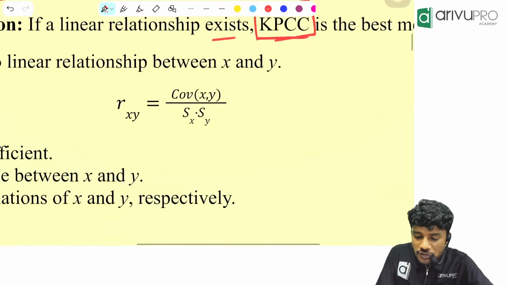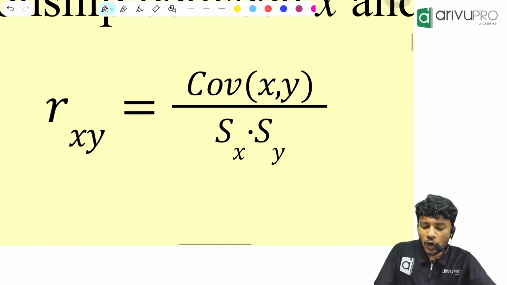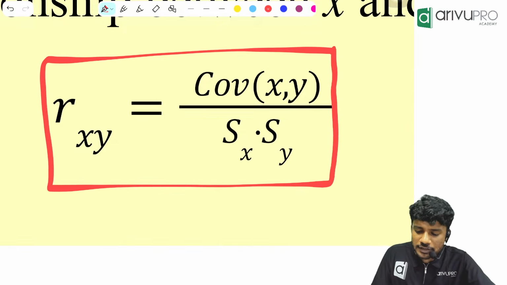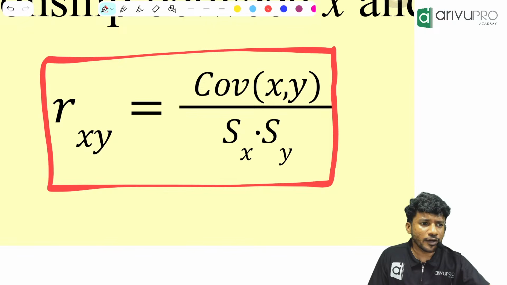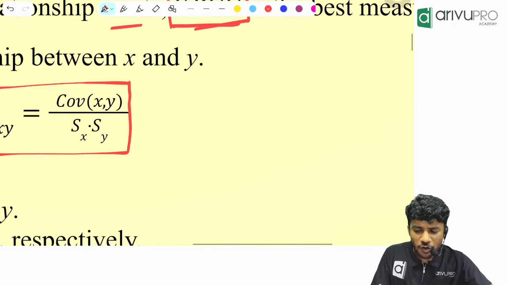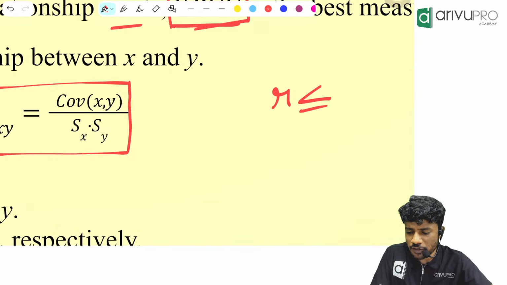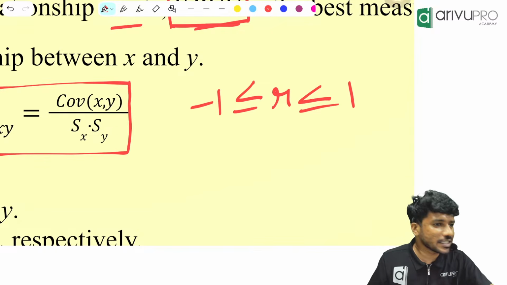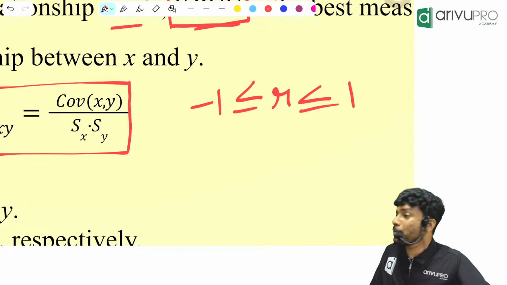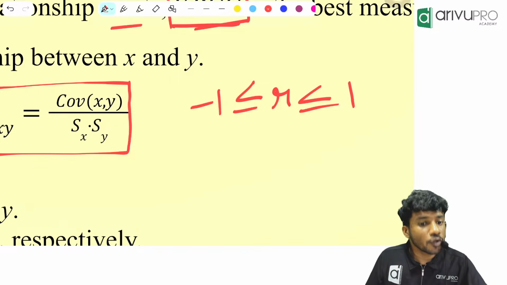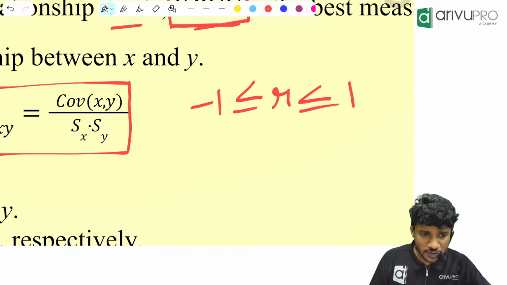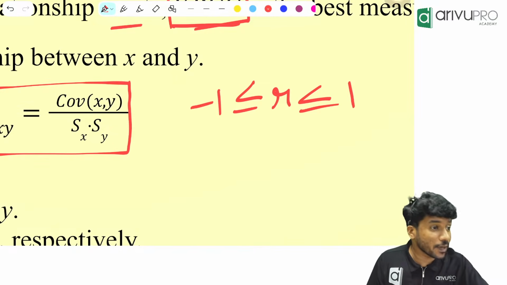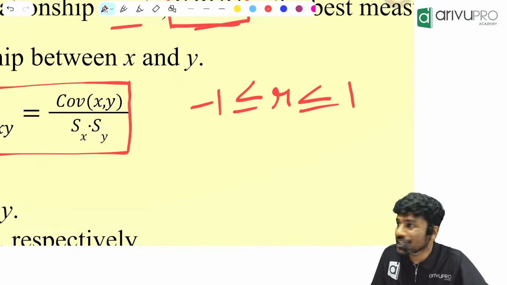Now, first one. How to find our KPCC is the first question. That is nothing but the correlation coefficient. What is the maximum value of the KPCC coefficient? 1. What will be the minimum value? -1. That will never change. What if the KPCC coefficient is equal to 0? No correlation. What if it is equal to -1? Perfect negative. What if it is equal to +1? Perfect positive. That is never going to change.